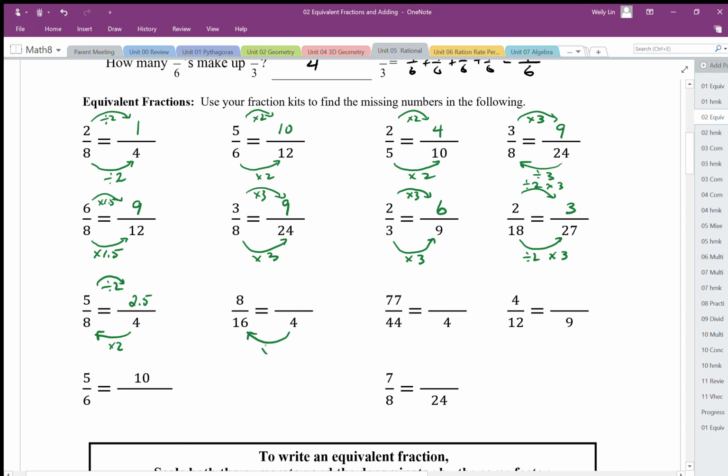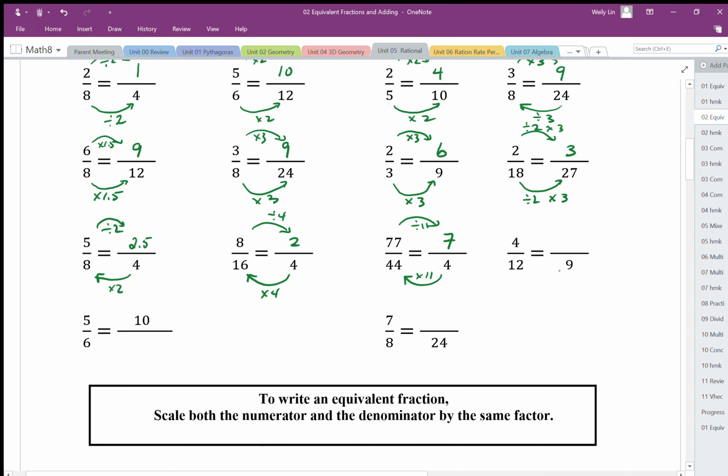Here we have a times 4. So going in the opposite direction, we're going to divide by 4. So 8 over 16 is a 1 to 2 ratio. 2 to 4 is same as a 1 to 2 ratio as well. Okay, so we have times by 11 here. So we're going to divide by 11. So 77 over 44 is the same proportion as 7 over 4.